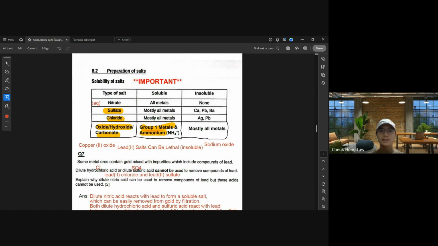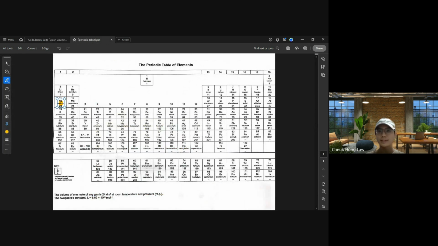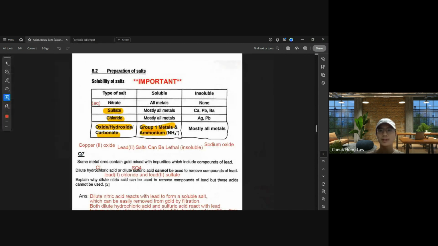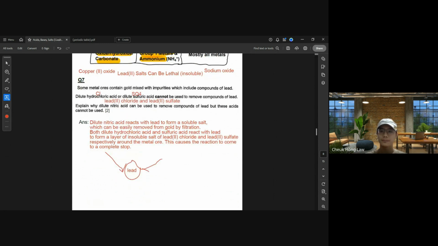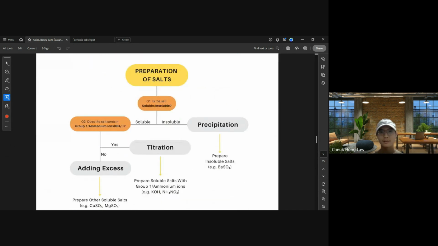For oxides, they are mostly insoluble except for group 1 and ammonium. But aluminium is in group 13, so that's why it is insoluble. So there will be an insoluble layer of aluminum oxide if aluminum reacts with oxygen. All right. Now the final part, preparation of salts.